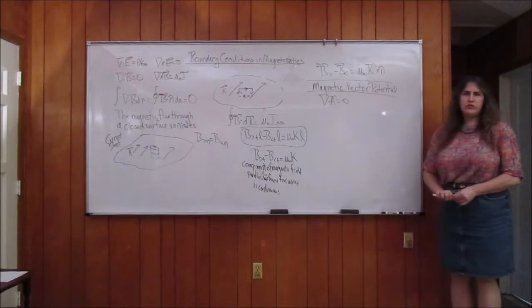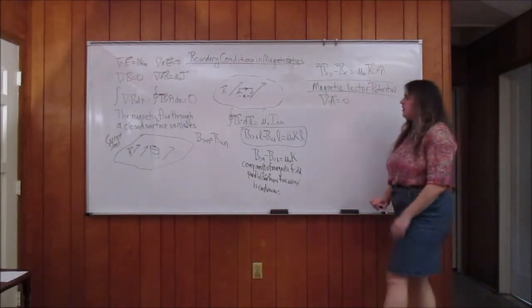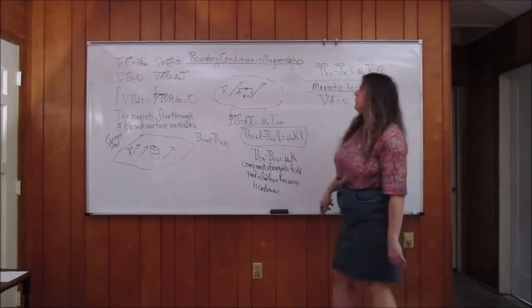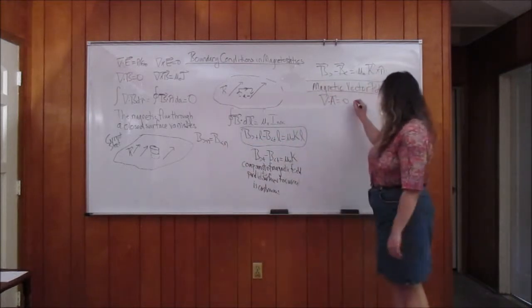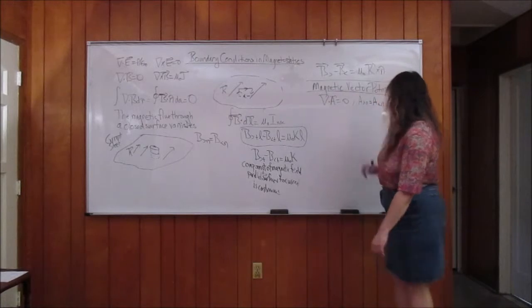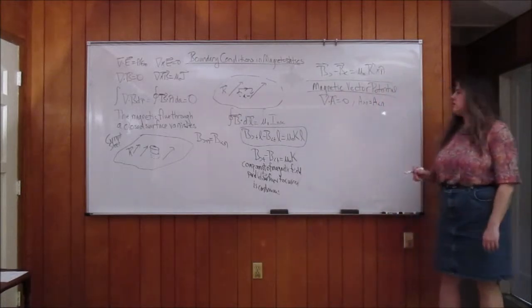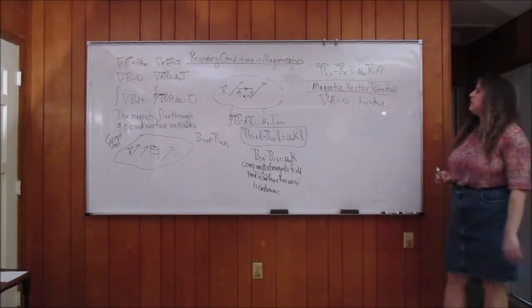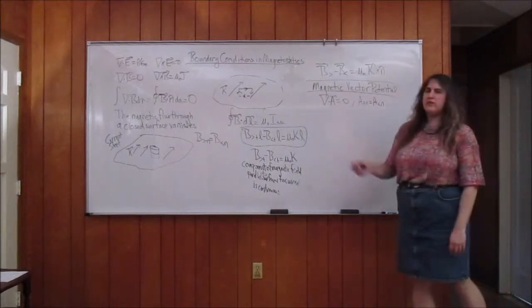We took the divergence of the magnetic vector potential to vanish. So therefore, using the same kind of reasoning, I can say the normal component of the magnetic vector potential across the interface must also be continuous. Now, what about the tangential component?